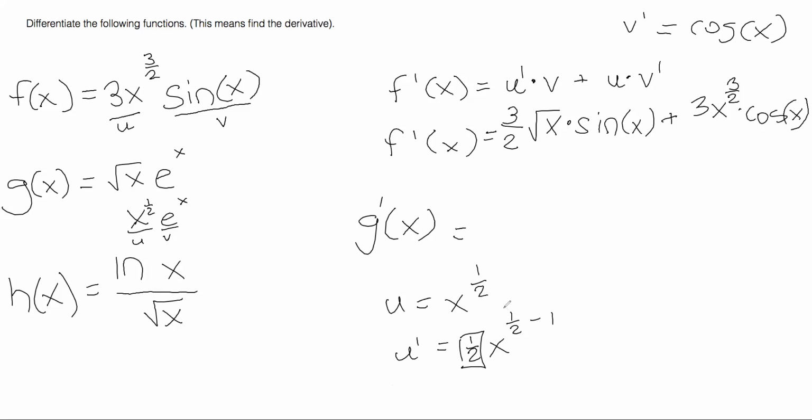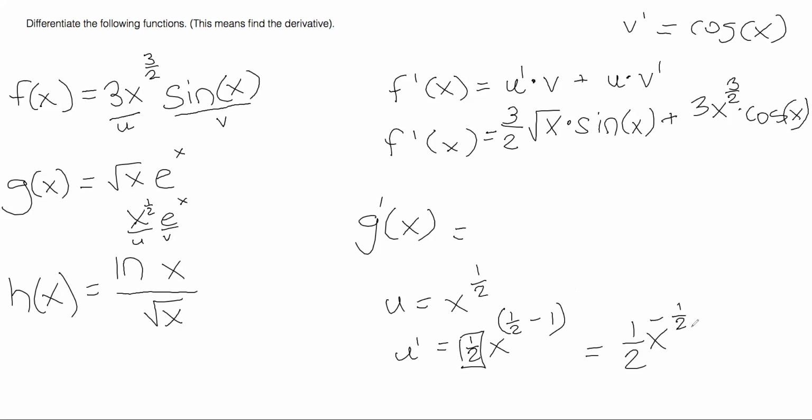So we want to simplify this a little bit. 1/2 minus 1 is negative 1/2. So we're going to get 1/2 x to the negative 1/2. So that's where that negative 1/2 exponent comes from in our derivative of g of x.